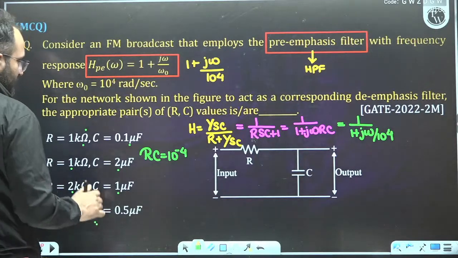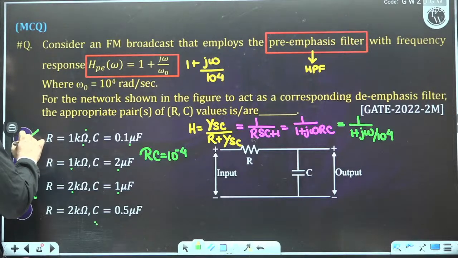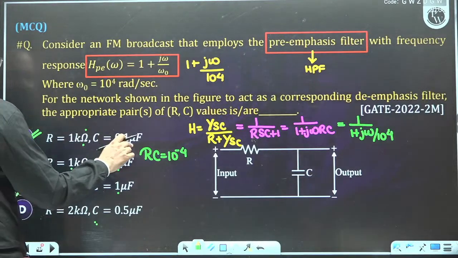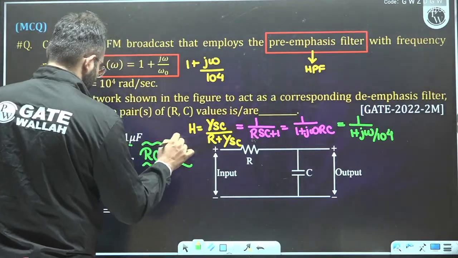This will not be the answer. Yes, A will be the correct answer. We can see that 1 kilo and 0.1 micro, this is 10 to the power minus 4. So obviously A option is correct.